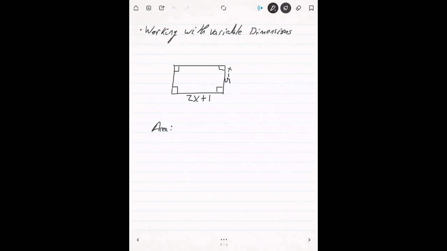Let's go ahead now and try working more specifically with some geometric problems by just really trying to work with these unknown variable dimensions. Here we have a rectangle, and I'm asking you to find the area of this rectangle. Its length is 2x plus 1, and the width or the height is x minus 5. So go ahead, pause the video, give this a try, and then we'll come back and check your work.